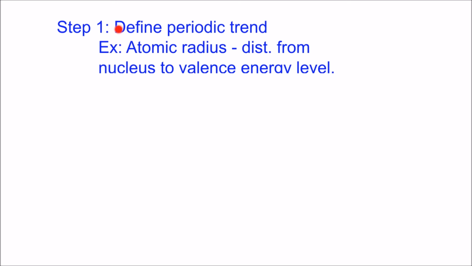Here's the steps. Step 1, you need to define the periodic trend that they are asking you for. So if they are talking about atomic radius, you need to actually define that for yourself so you know what they mean. It's the distance from the nucleus to the valence energy level.